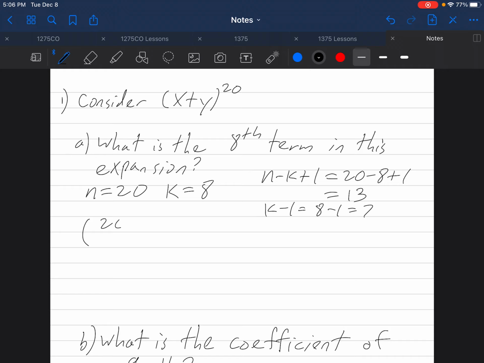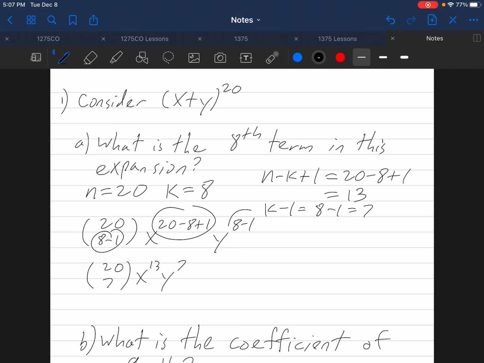Because we're going to take 20 choose k minus 1, which is equal to 8 minus 1. We're going to take the first term, x, and raise it to the power of 20 minus 8 plus 1. We're going to take the second term, y, and raise it to the power of 8 minus 1. Now, I calculated these already, but I just wanted to input it to showcase where these numbers go. That's 20 choose 7, x to the 13th power, and y to the 7th power. That's doing all of these calculations right here.